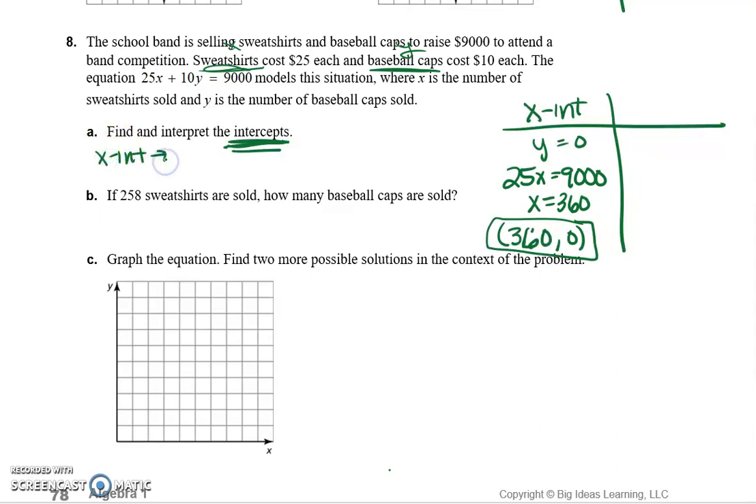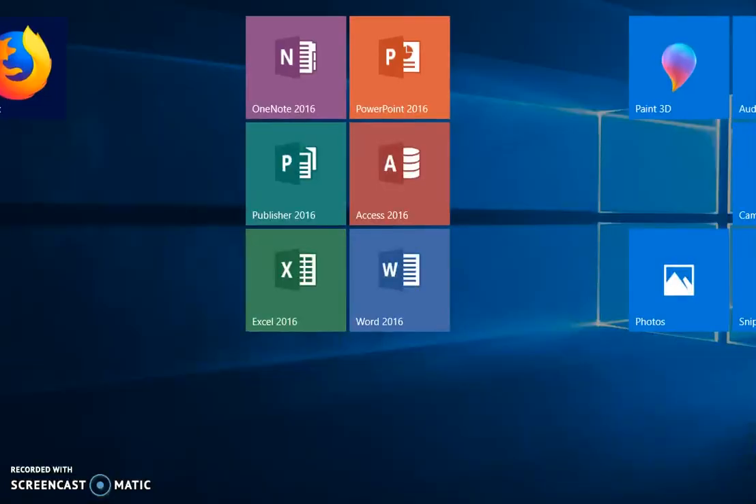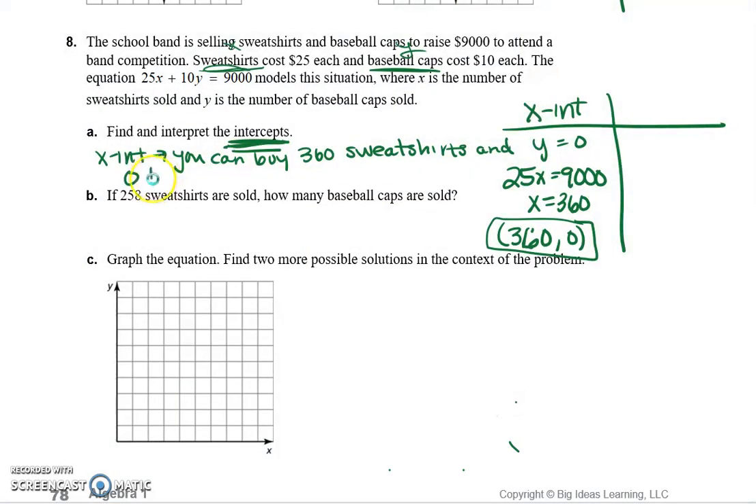and you are writing this down with me, you can buy 360 sweatshirts and 0 hats. Oh my gosh, I keep hitting this button as I'm writing. 0 hats for $9,000. Okay, that is how you interpret the x-intercept.